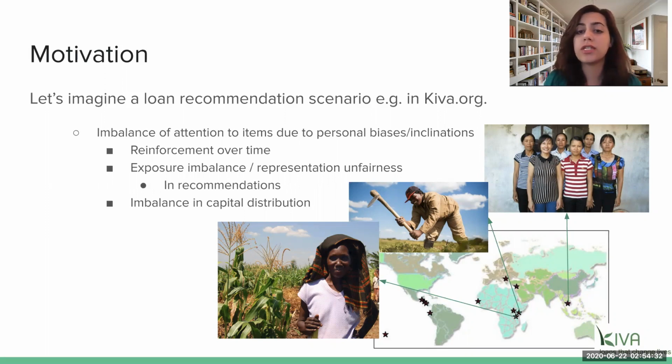The imbalance of attention is reinforced over time, since the loans deemed to be more important will end up in the recommendation lists of a lot of users, which increases their exposure even more. Unfairness in exposure of loans causes an imbalance in the capital distribution between all the loans in the world. The main issue here is that the value of these items is measured based on the attention or the clicks that they gather, which is similar to what we have in e-commerce websites.